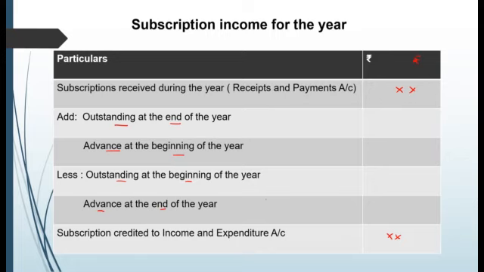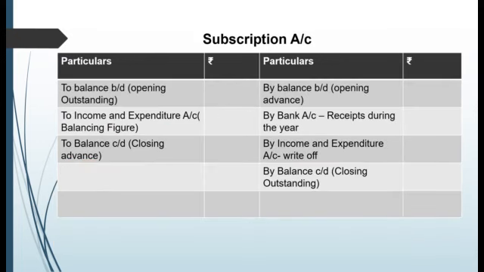Now, this was using the statement method. With the same information, if you are supposed to prepare using the subscription account, then this is how we prepare the subscription account. In the subscription account, we prepare it like this with debit and credit side, particulars, rupees, particulars, rupees. Whatever was outstanding at the beginning of the year is an amount which is receivable from the members. So it is an asset of the business.